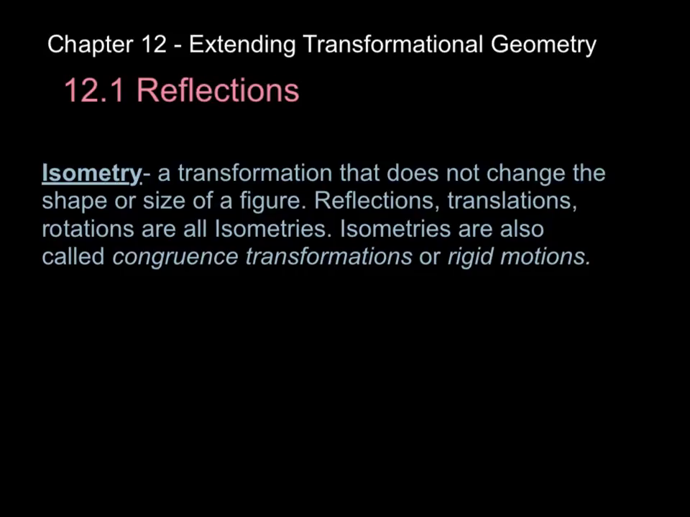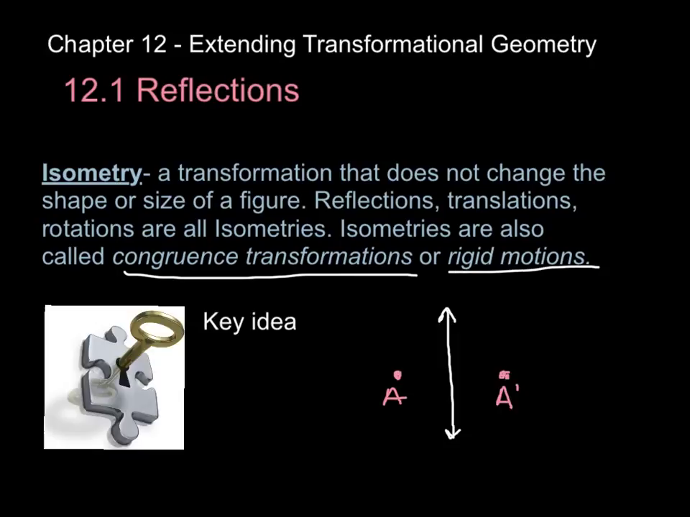Our first vocab word is isometry. An isometry is a transformation that does not change the shape or size of a figure. There are three transformations that do this. They are reflections, translations, and rotations. They are all isometries. Isometries are also called congruence transformations or rigid motions.